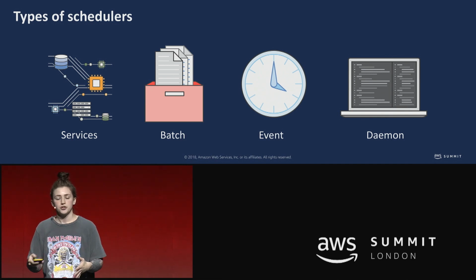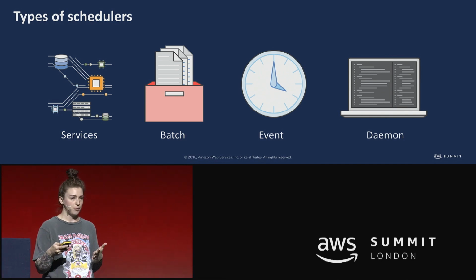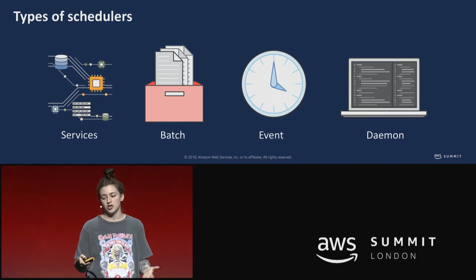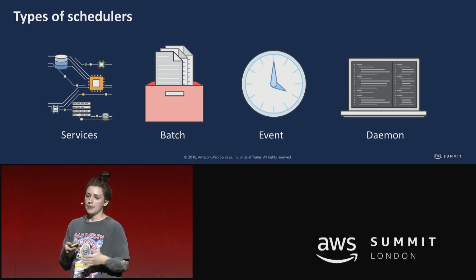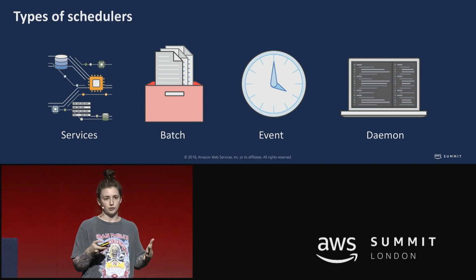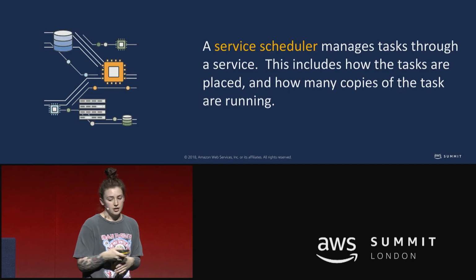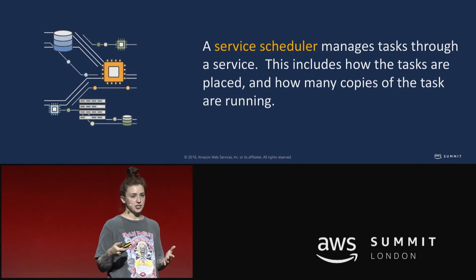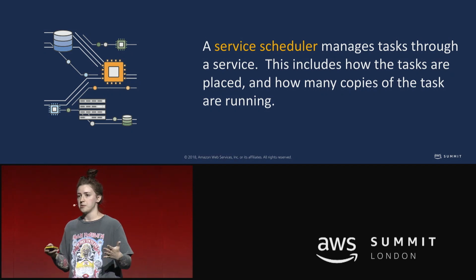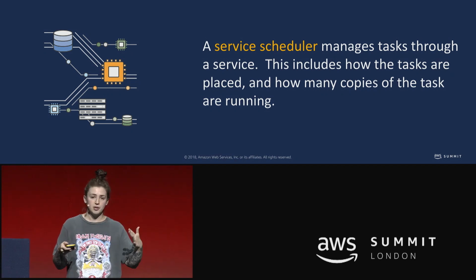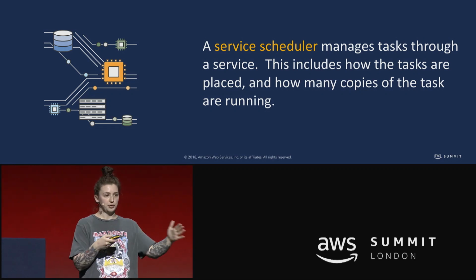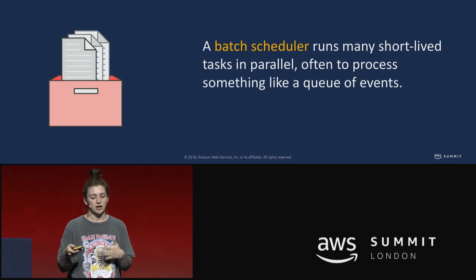There are a couple of different types of schedulers. The first one, which is probably the most commonly known one with ECS, is a service scheduler. You have a batch scheduler, an event-based scheduler, and then you can also run daemon processes, which are not quite a scheduler, but they serve, in a lot of cases, the same purpose. A service scheduler manages tasks that are managed through a service. That means the service itself controls how many copies of a task are running, what your minimum number is, what your maximum number is, when I should add more, and how I should place those on the instances that belong to my cluster.